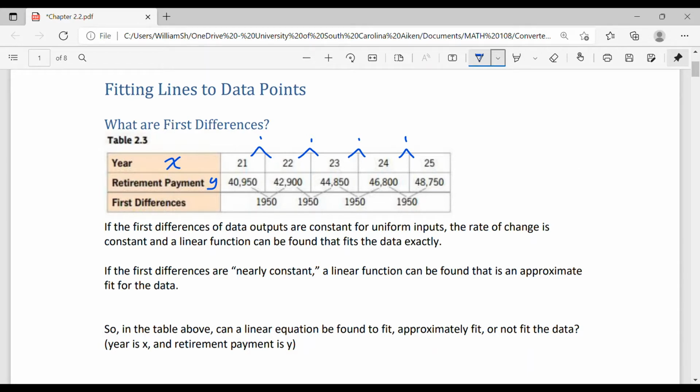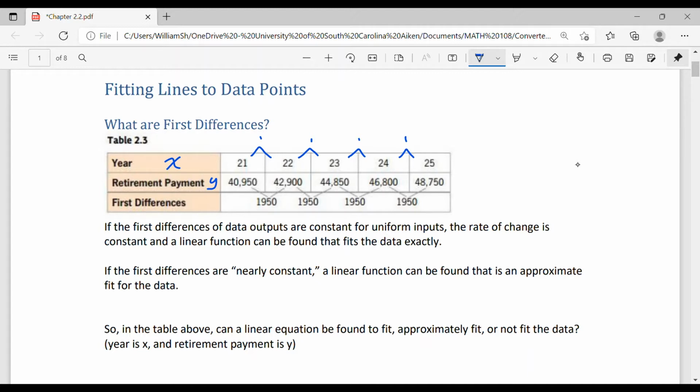If there is a non-constant pattern in your X, say this one would have gone up by 2 instead of 1, then this would have needed to go up by double 1,950 to keep that same trend, which would have been okay. But most of the time we set it up pretty simple. Just want you to see that you can pick out the first difference. We keep it constant in the X, and as long as you have it constant in the Y, as far as your first differences go, then you're good to go.